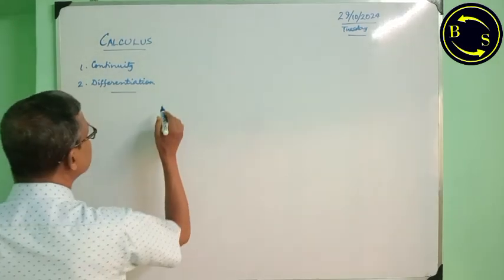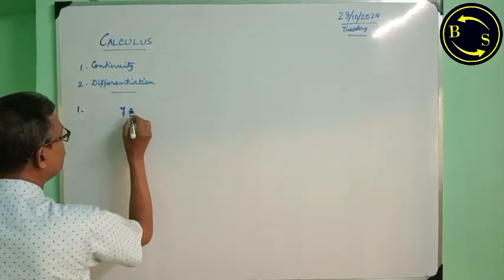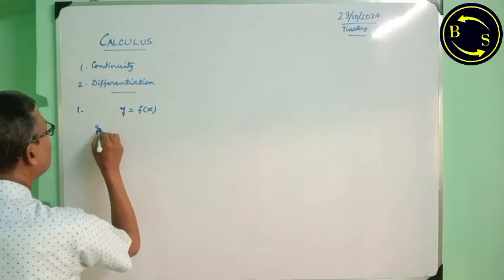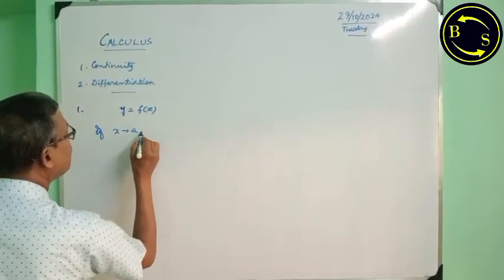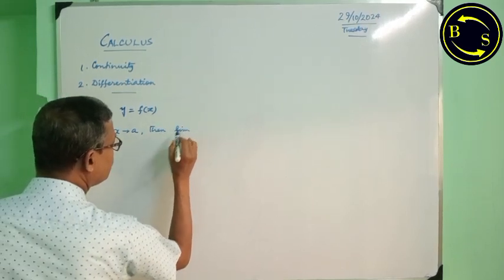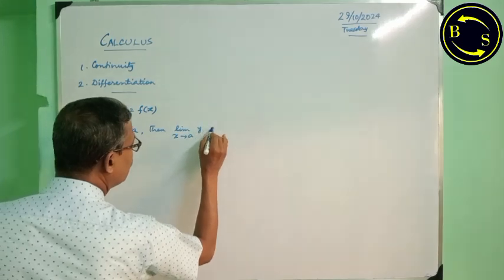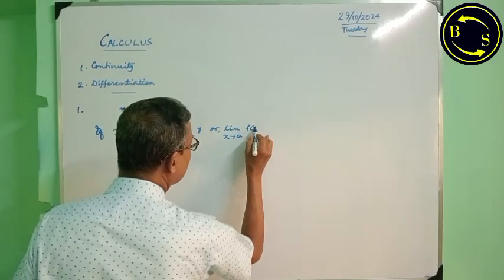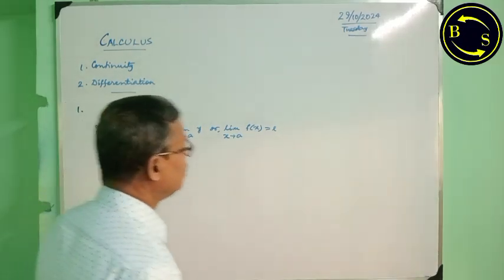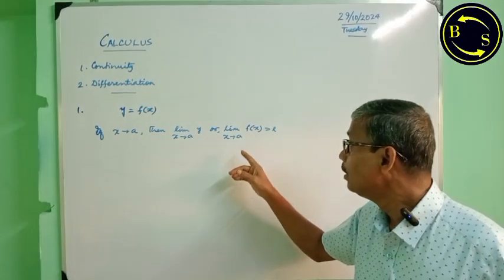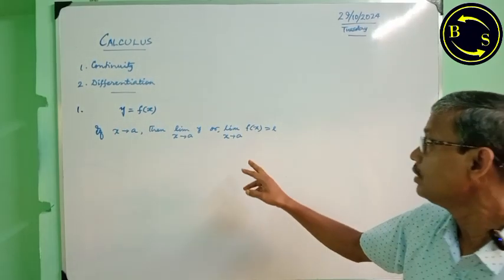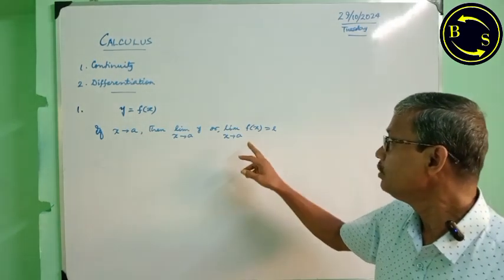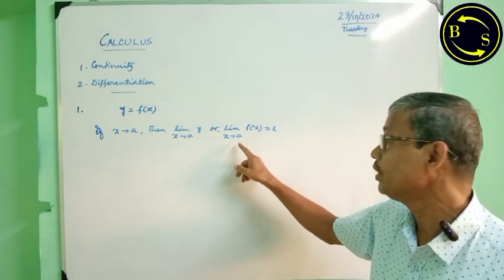Let y equal to f(x) be a function, and if x tends to a, then limit x tends to a of f(x) is equal to L. In this case, this limit will exist, already we have discussed, if the left hand limit and right hand limit both exist, that is finite, and each will be equal to L. Then we say the limiting value of the function f(x) as x tends to a is L.